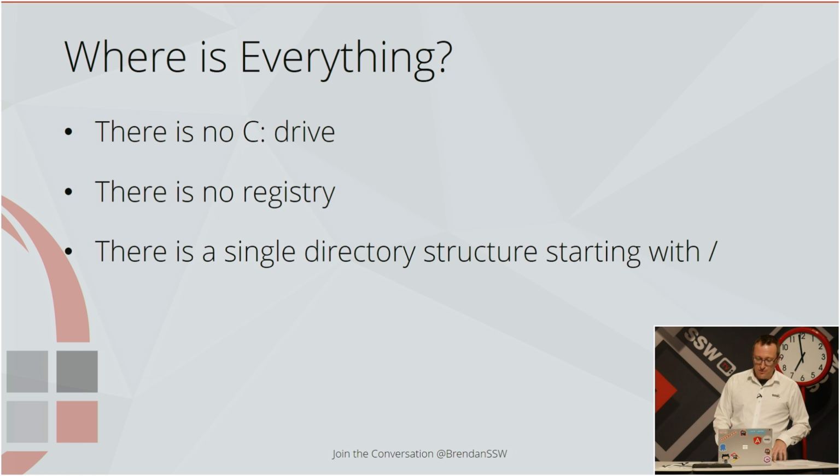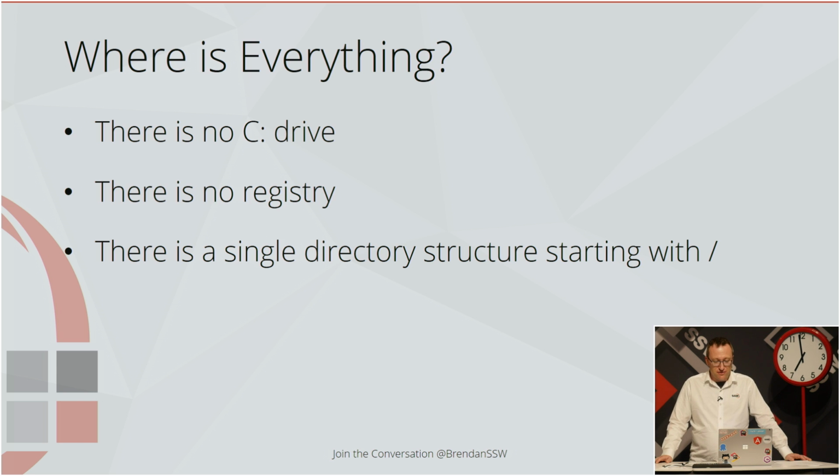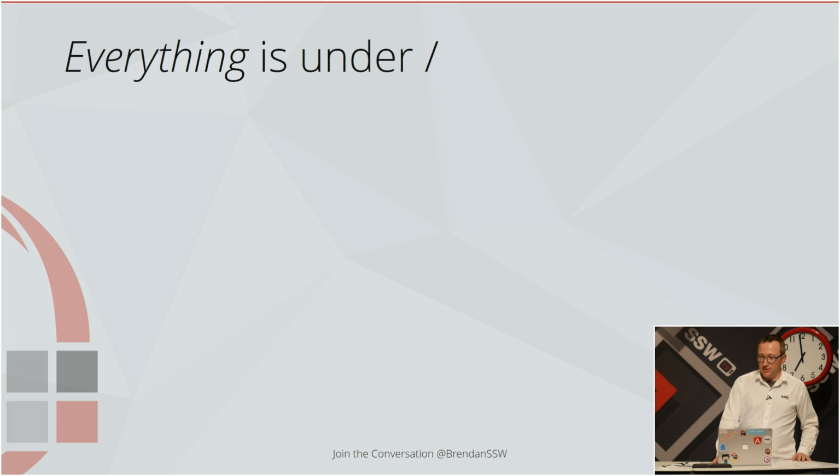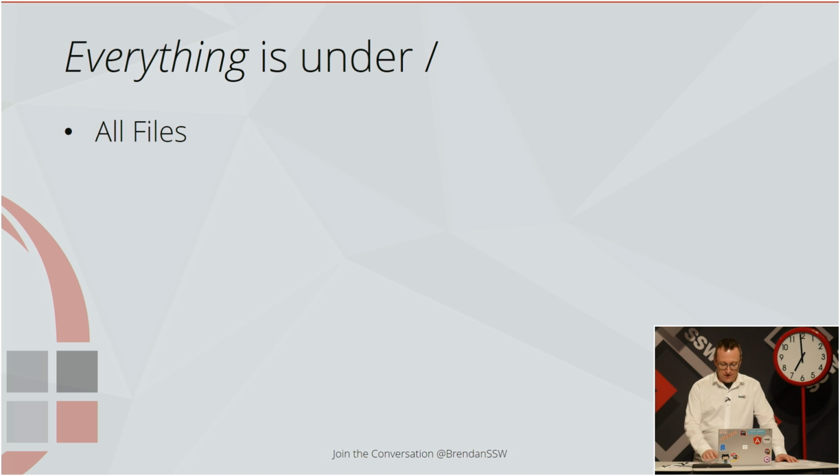Well, there is no C drive. What there is instead is a single directory structure starting with a / and everything is under that /. Absolutely everything in the system is under that /. So you don't have your C drive, which is your one hard drive, and an A drive, which is where your floppy drive is. If you want to look at your network drivers, you go to the device manager. You want to look at your printers, you go somewhere else. Everything is under /.